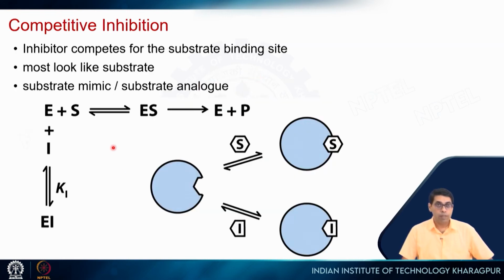So what is the first type of inhibition? The first type of inhibition that I am going to discuss is called competitive inhibition. So let's look at this picture. This is our enzyme and this is the active site. This is where the substrate binds and then the reaction will happen, right?